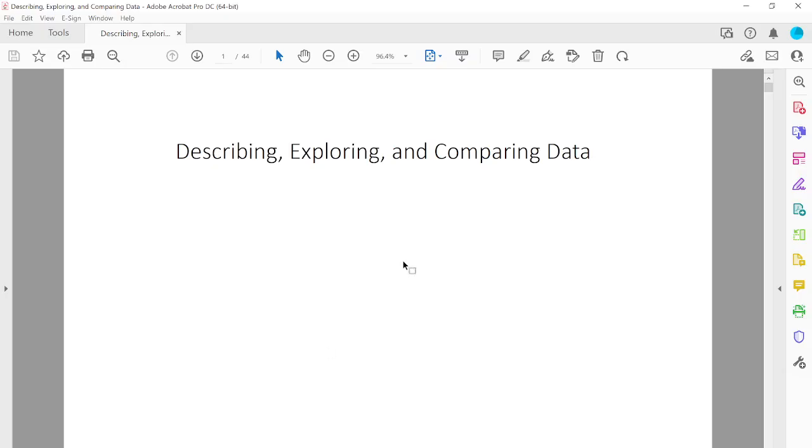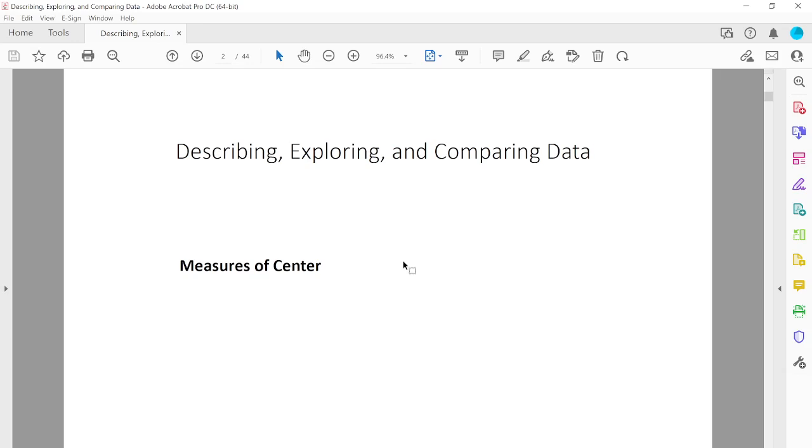Okay, so in this section, we will discuss how to describe and explore the data and finally compare the data. Okay, so we start with the measures of center. In this section, we're going to explore how to measure the center of the data.